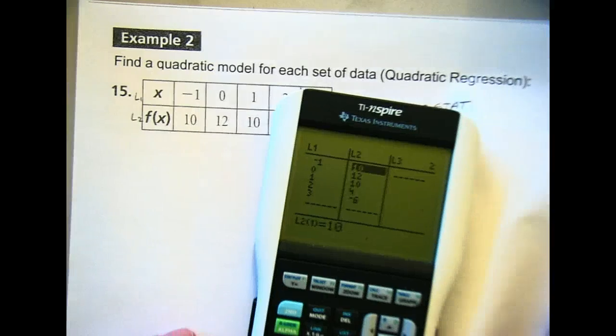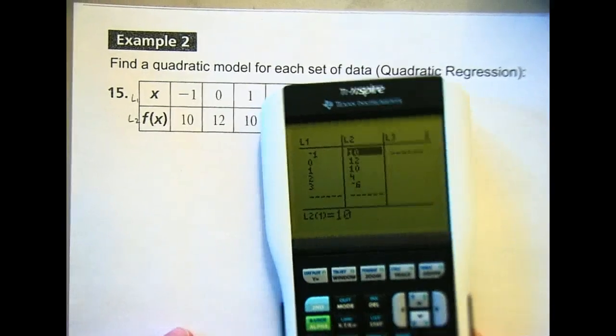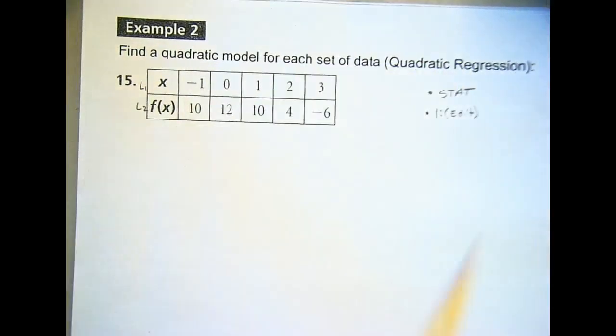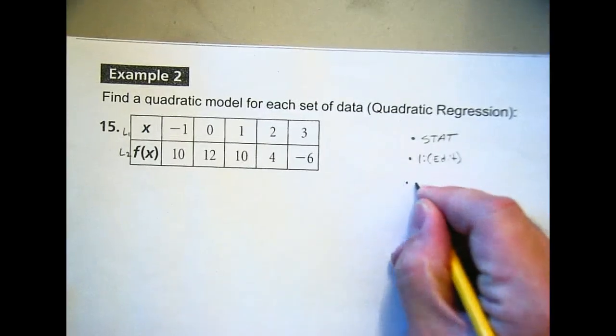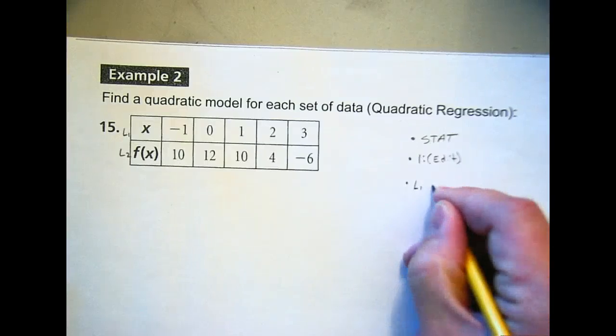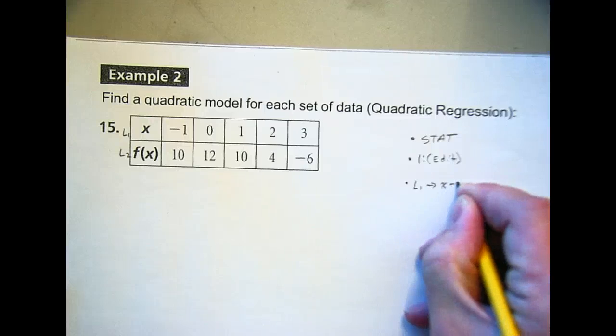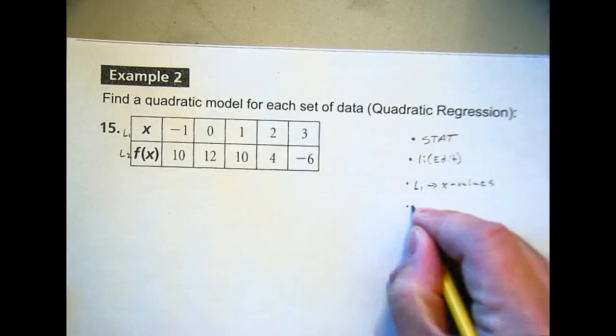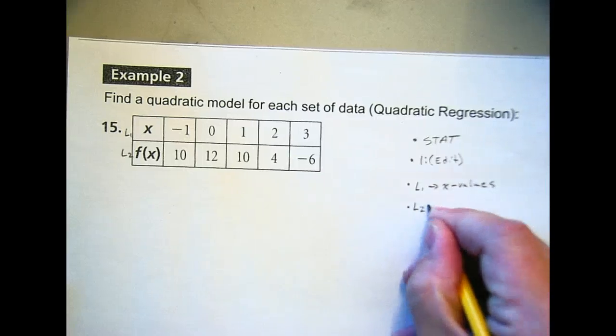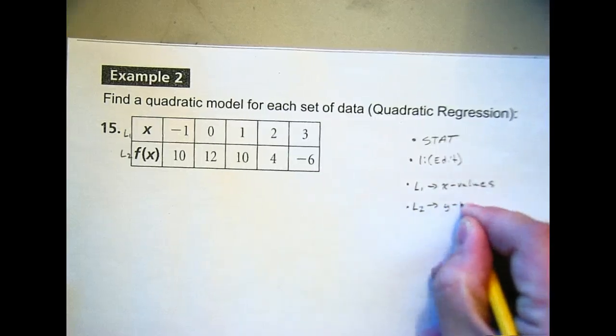Now, I've already put my lists in. List 1, I made X. List 2, I made Y, or F of X. So you're going to enter your values. Now, if you're not using list 1 and 2, then you've got to remember what you called X and what you called F of X for later. Otherwise, it's not going to work for you.